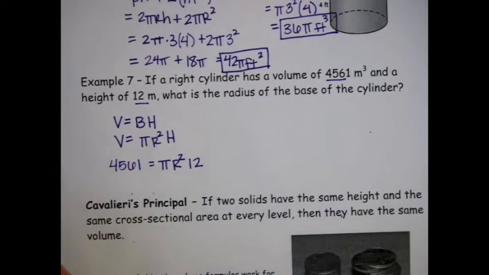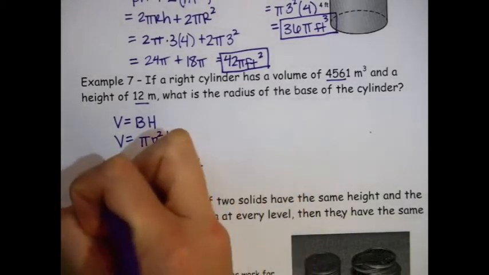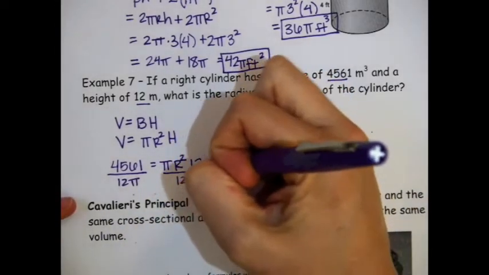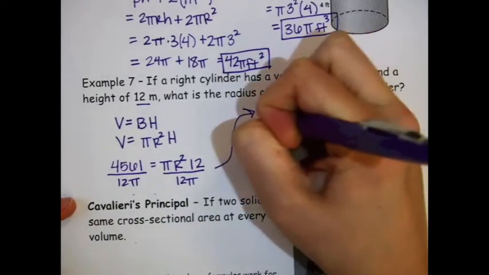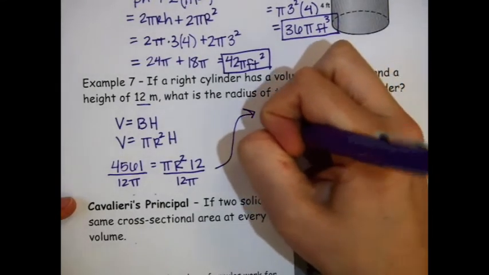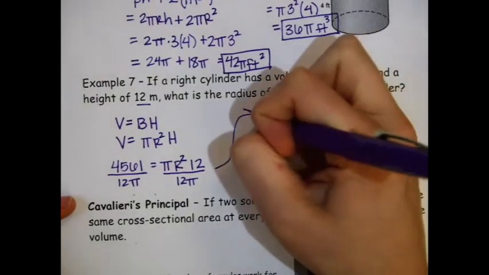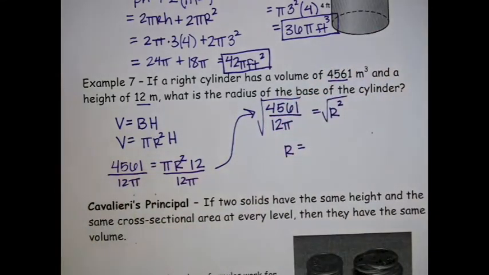All right, I'm going to go ahead and divide by 12 pi to isolate my radius. So 4,561 divided by 12. That does not reduce, so I'm going to go ahead and just leave it that way. 4,561 over 12 pi equals my radius squared. So I need to go ahead and take the square root of both sides. So my radius equals, I'm going to put that in my calculator.